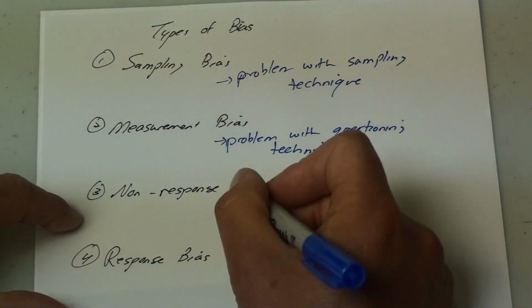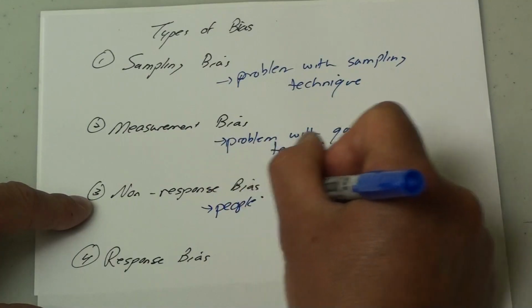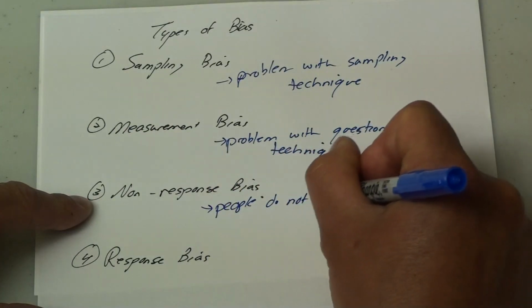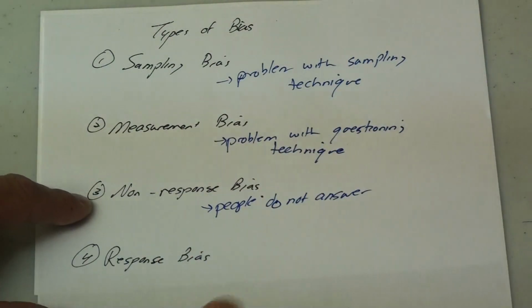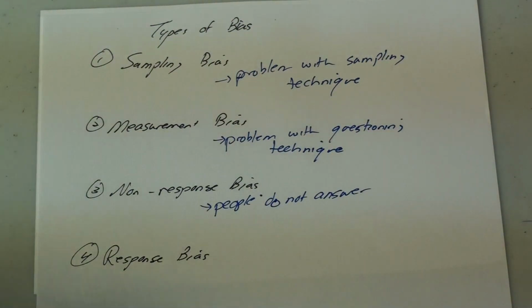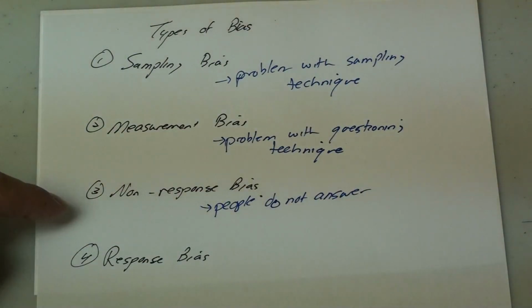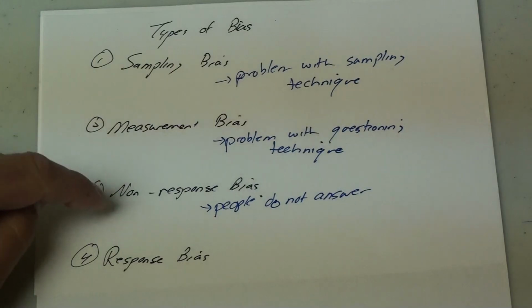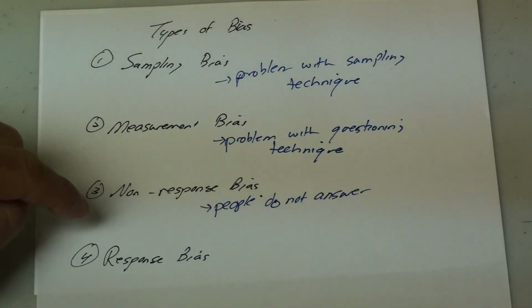The next one is non-response bias. So that's basically when people do not answer your survey question for some reason. For some reason they choose not to answer. Maybe they're embarrassed or whatnot, or they just don't feel like doing it. There's not an incentive to do it. So non-response bias, for some reason that group of people is not being counted, so there's a bias with your survey.